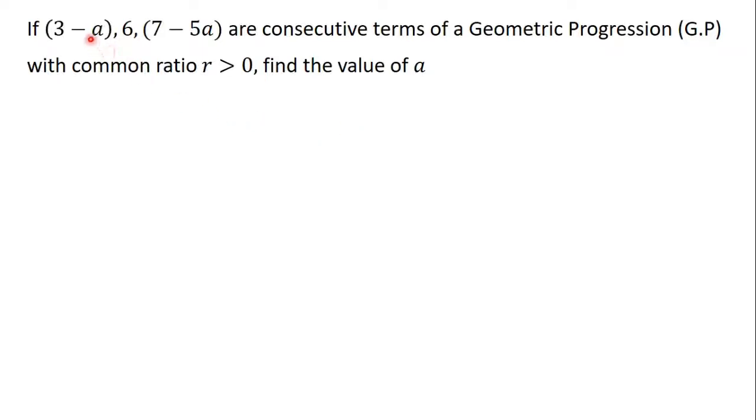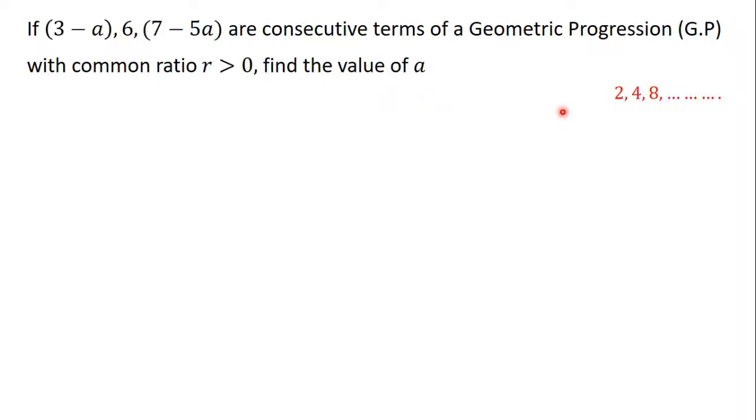This means that 3 minus a, 6 and 7 minus 5a are three terms that follow each other in a GP. So for example, in this GP we have 2, 4, 8. So we can say that 2, 4, 8 are three consecutive terms in the GP. They follow each other. The same way, 3 minus a, 6 and 7 minus 5a are three consecutive terms in the GP. We are being told that the common ratio r is greater than 0. We should find the value of a.